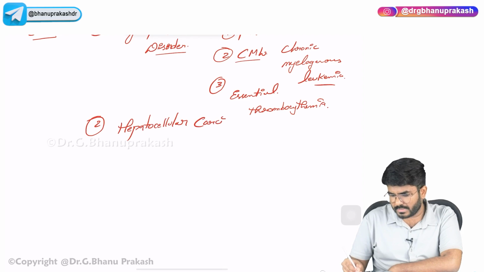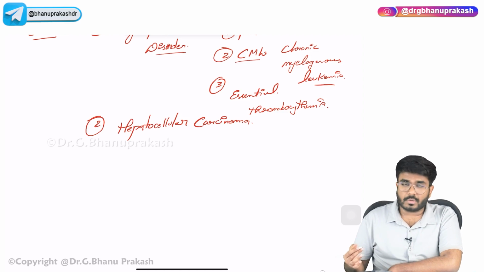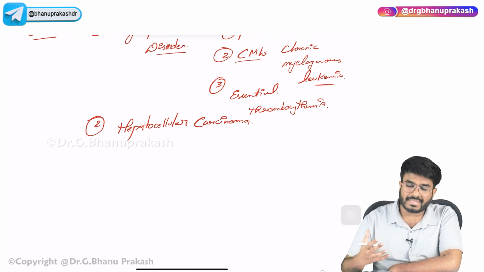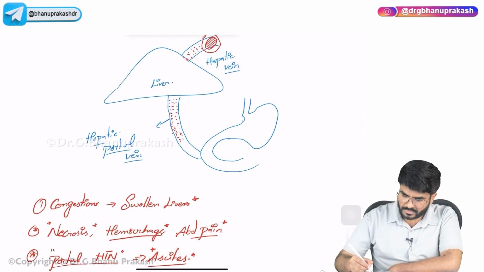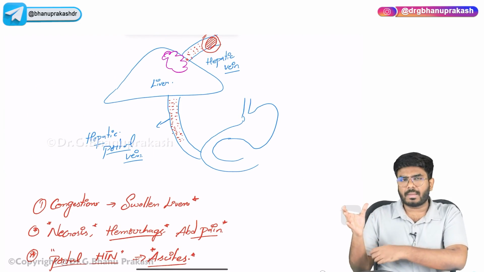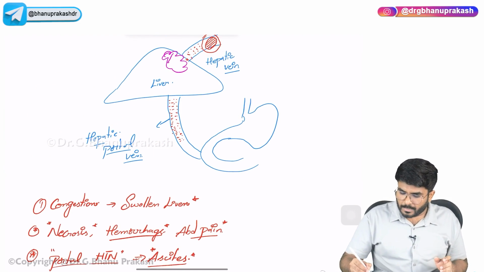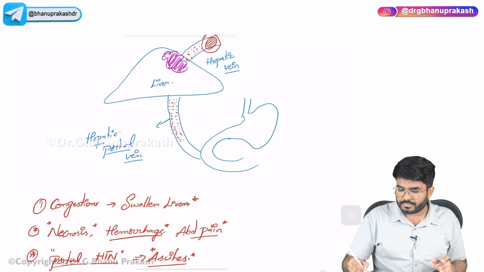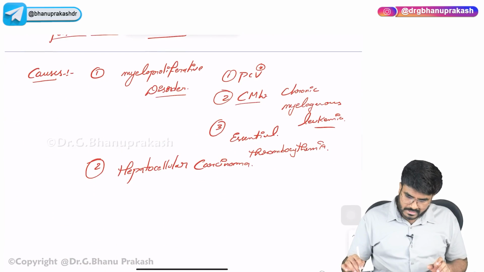So how can hepatocellular carcinoma lead to Budd-Chiari syndrome? It's simple. In hepatocellular carcinoma, the tumor that's growing in the liver can compress the hepatic veins. For example, say there is a tumor growing here, that tumor might compress the hepatic vein that is going through the liver. Okay, there is a possibility. So hepatocellular carcinoma can lead to Budd-Chiari syndrome. Okay, so that's one thing.